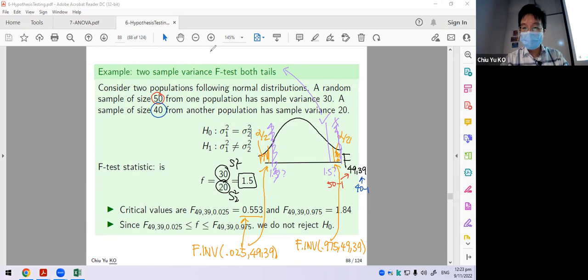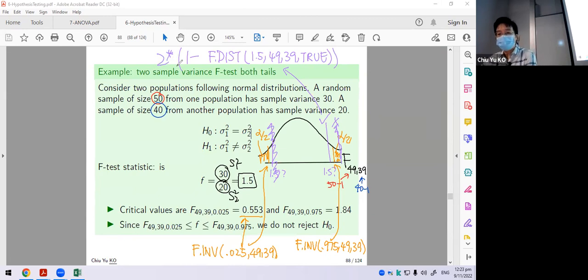So what we're going to do is use F.DIST, 1.5, 49, 39, true. This gives us the left-hand side probability. As you will see, it turned out it's more than 0.5. That is like this diagram: it's on the right-hand side, so you have to look at the right-hand side instead. This will be the p-value. Because it's more than 0.5, the tail is on the other hand. It's 1 minus. Let me show how.